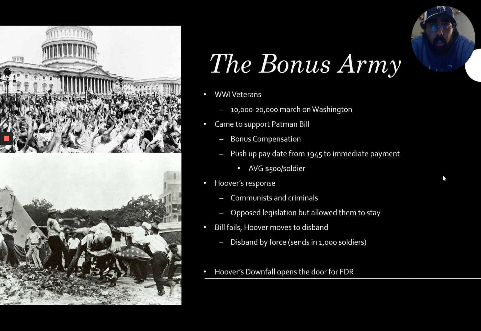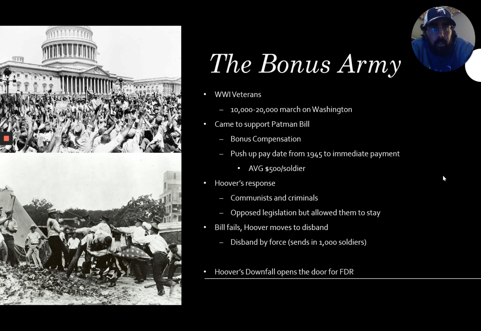Finally, there's the Bonus Army. And the Bonus Army consisted of World War I veterans. About 10 to 20,000 of them marched on Washington along with their families. And they came to support this bill called the Patman Bill. And this bill said, hey, we're going to give the bonus compensation to those veterans because we feel that they were not adequately paid for their service. And we're going to push the pay date up from 1945 to now.